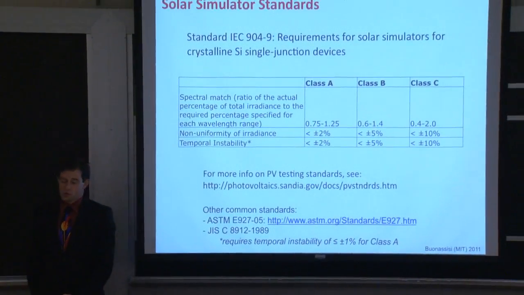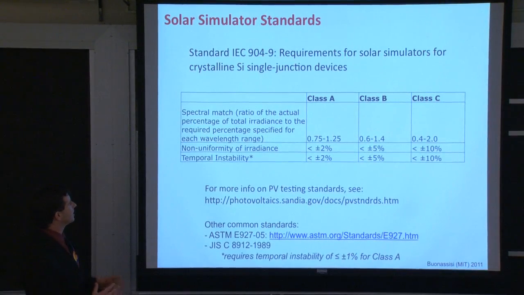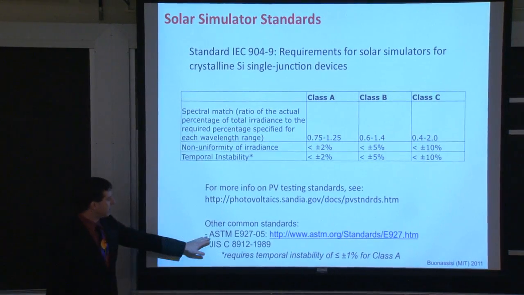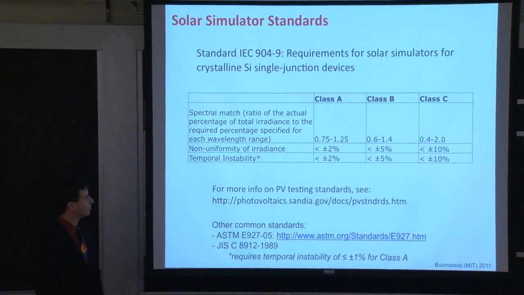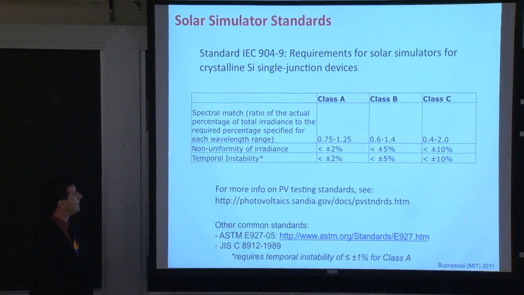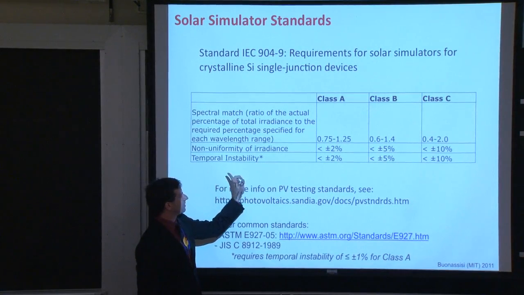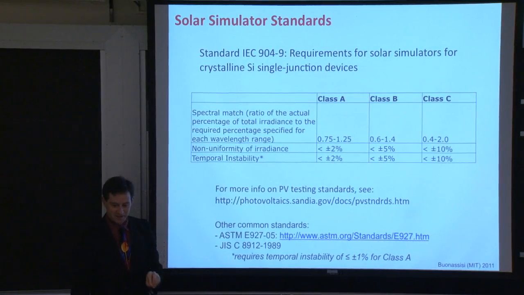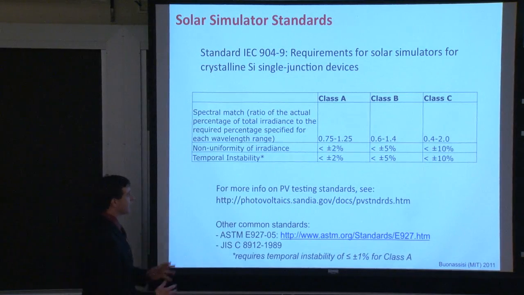In terms of standards or ranking different types of solar simulators, there are 3 classes according to the IEC standards. There are as well other common standards. There's a standard used in Japan and the ASTM standards as well. But let's focus on the IEC 904-9. These are the requirements for solar simulators measuring crystalline silicon single junction devices. So it's a very specific standard. And in a few slides, we'll explain what the potential differences are when you're measuring other types of solar cell materials.